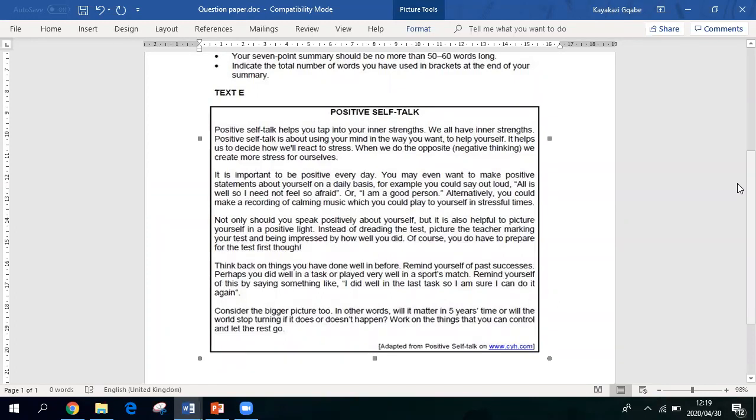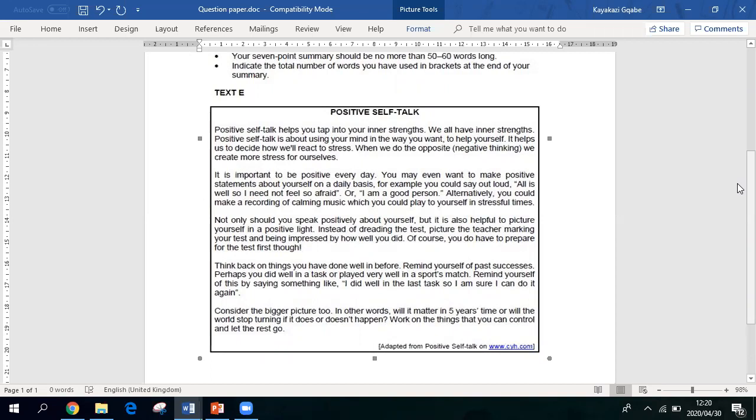Positive self-talk. Positive self-talk helps you tap into your inner strengths. We all have inner strengths. Positive self-talk is about using your mind in the way you want to help yourself. It helps us to decide how we will react to stress. When we do the opposite, negative thinking, we create more stress for ourselves. It is important to be positive every day. You may even want to make positive statements about yourself on a daily basis. For example, you could say out loud, "All is well, so I need not feel so afraid. I am a good person."